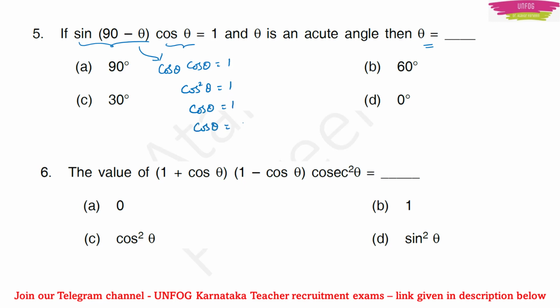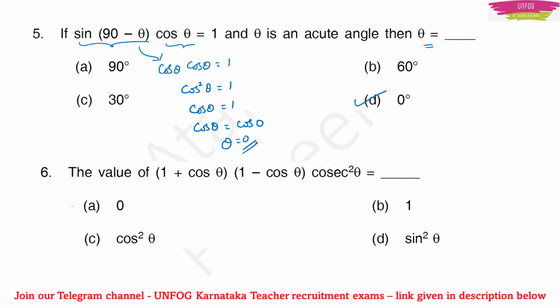And cos theta will be 1 only when theta is 0, because cos 0 is 1. So your theta will become 0. So option D will be the correct answer. See, these are all very simple but a little bit tricky problems. So I am touching all varieties of problems.